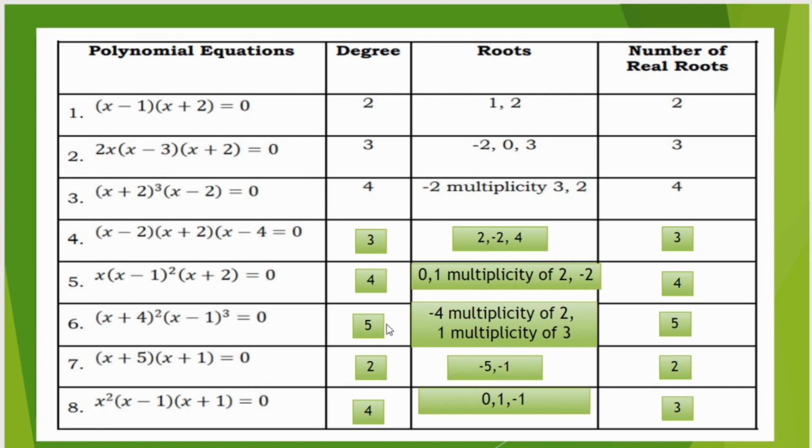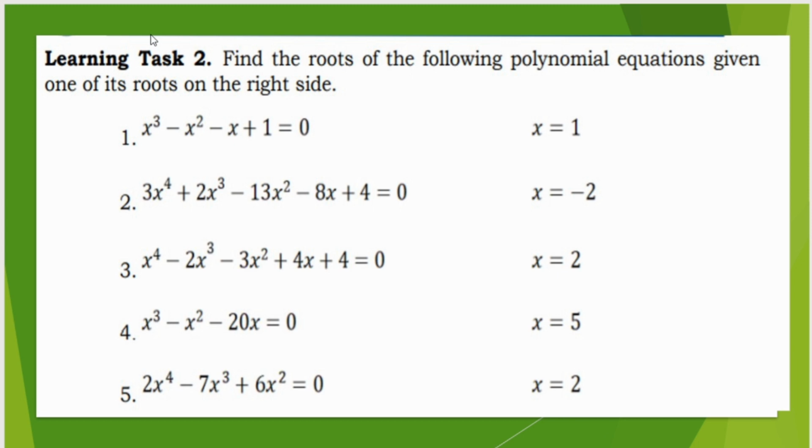So, you have it, so and so forth, in here. So, you have the degree, the roots, and the number of real roots. So, for this one, you have x squared times x minus 1 times x plus 1. So, x squared equals 0. So, you have 0. X minus 1, so you have positive 1. X plus 1, so transpose, it will be a negative 1. No? How many number of real roots? So, you have 3. So, this one is learning task 2.